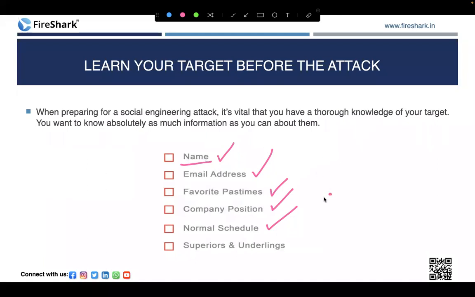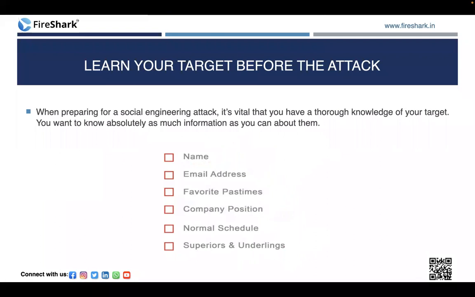So this attack will not know any limitations, because people are involved, and people are unpredictable. So all these things that we're gathering, ultimately people are going to be unpredictable. So it is you, your instinct, that is going to help you out in that stage. Then superiors and underlings, this is the person's juniors and seniors. So this is what we need to know about the target.